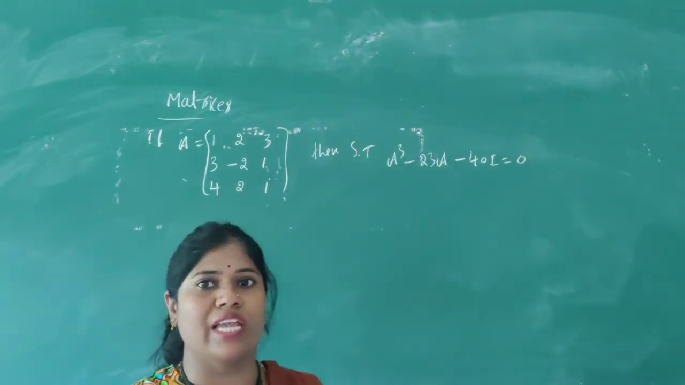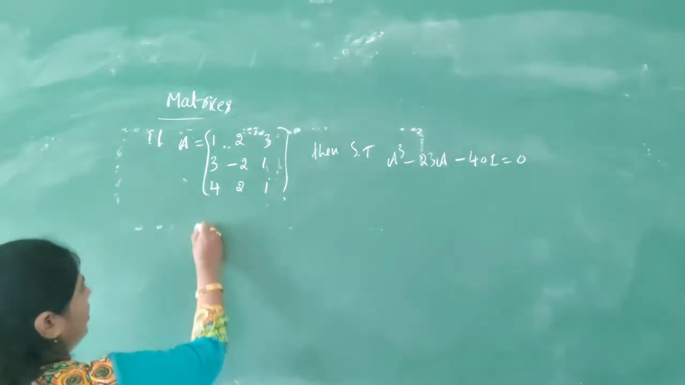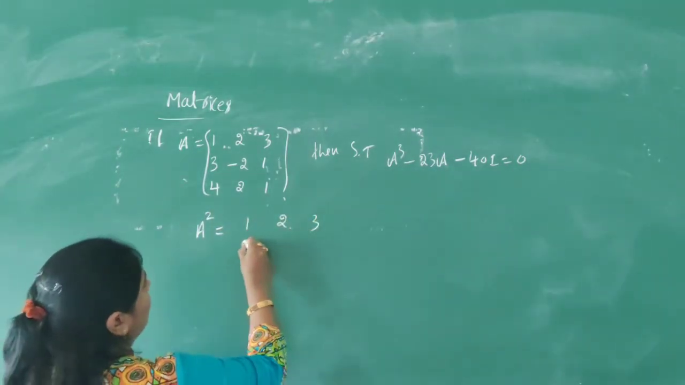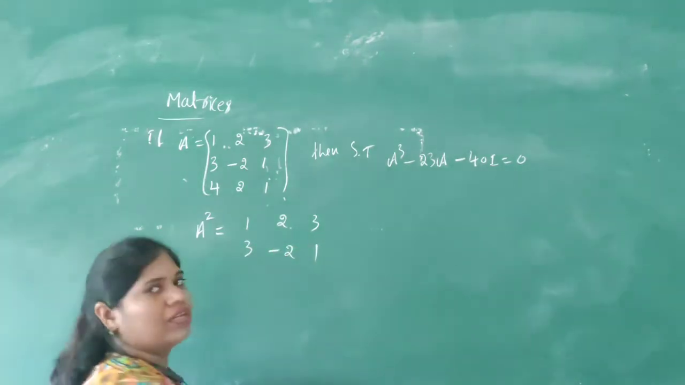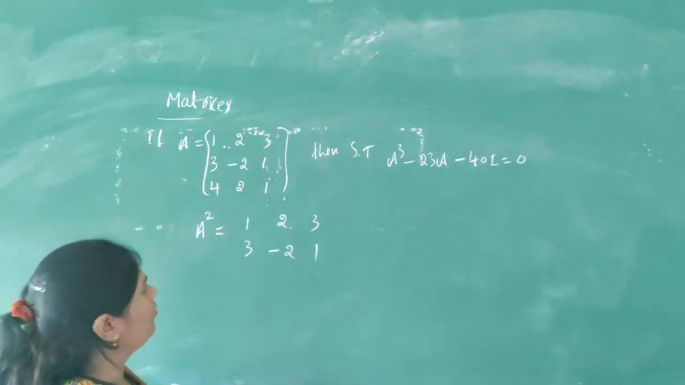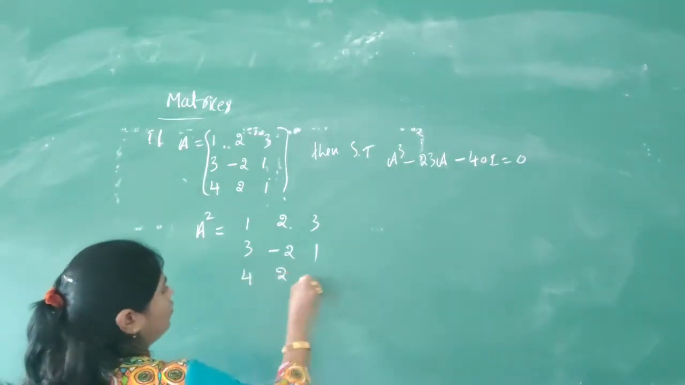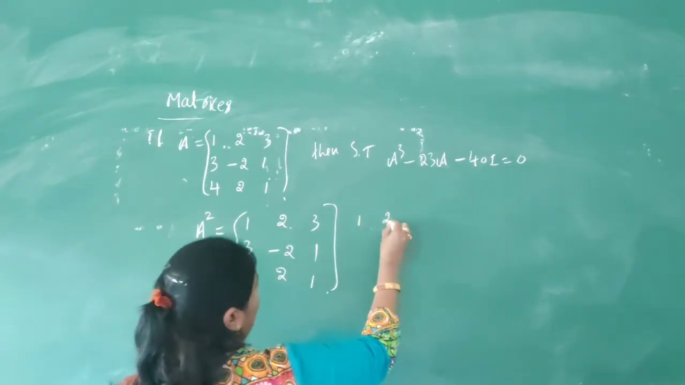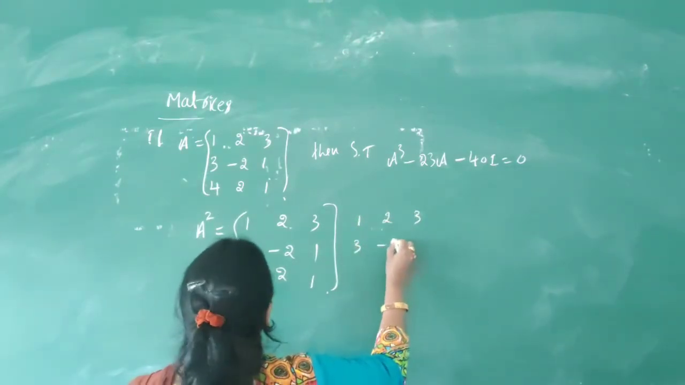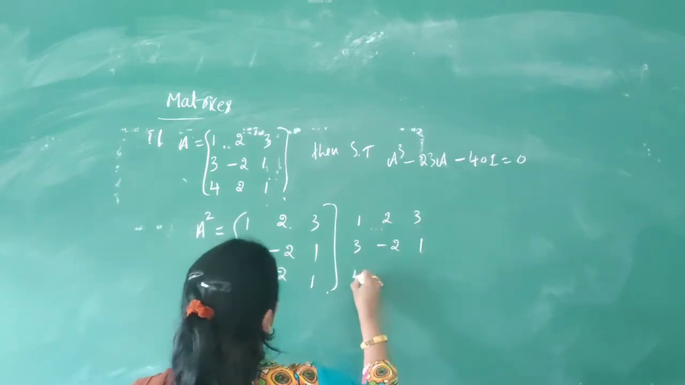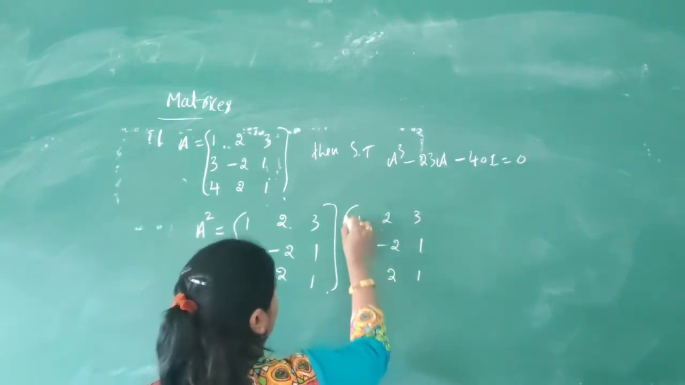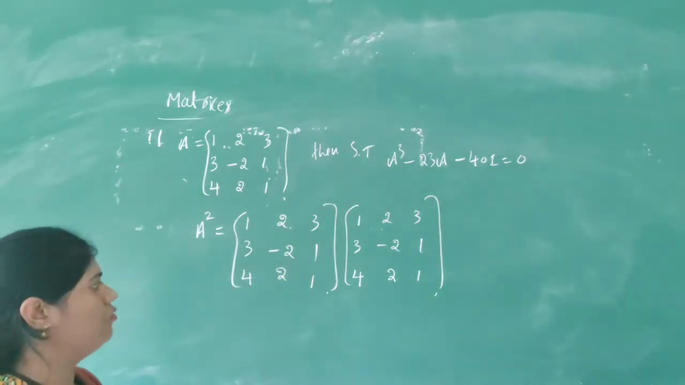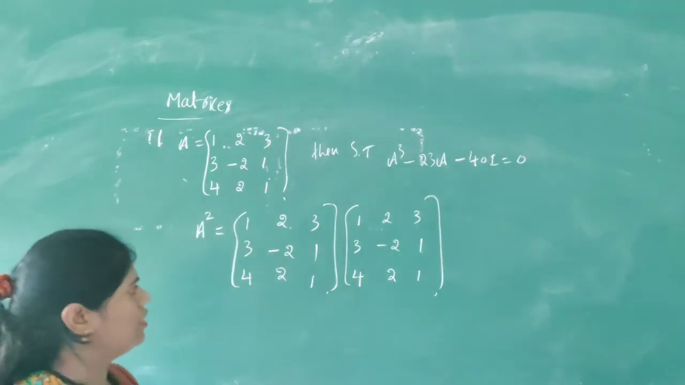First we need to find out A square. What is A square? A square is equal to 1, 2, 3, 3, minus 2, 1, 4, 2, 1. Correct, no? So again, write the elements of A: 1, 2, 3, 3, minus 2, 1, 4, 2, 1. Are the elements the same?